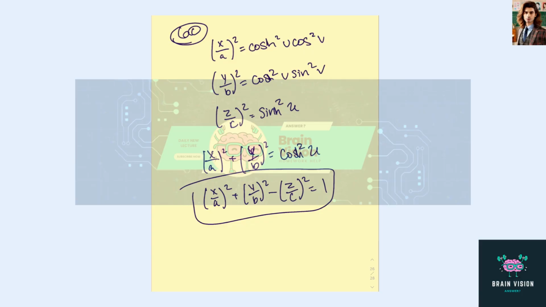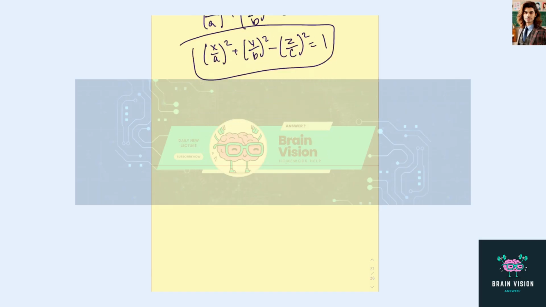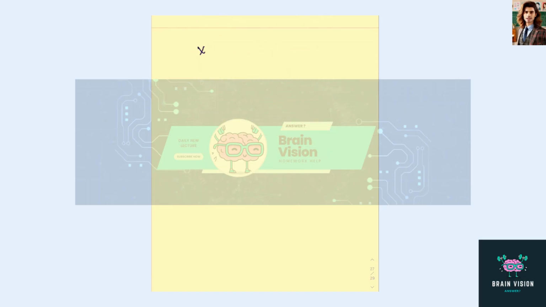So that's satisfied. And then for part B, we want to plug in a equal to 1, b equal to 2, and c equal to 3. So with that, we get the hyperboloid x squared over 1 plus y squared over 4 minus z squared over 9 equal to 1.